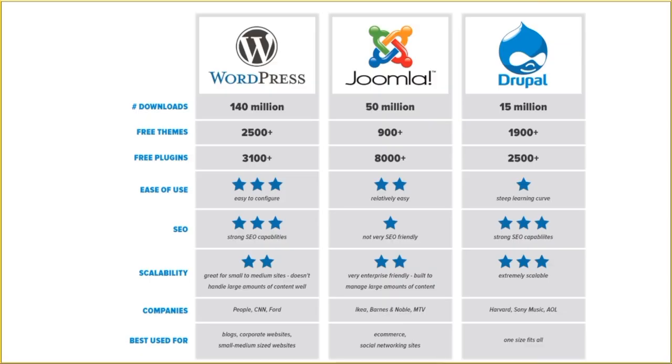Now, let's look at the tools that are inside these three giants. For downloads, WordPress has over 140 million, Joomla 50 million, 15 million for Drupal. Then the themes, both free and paid, WordPress has over 2,500 themes. So there are so many themes. We'll talk about the free plugins, 3,000 plus. Then easy to use, WordPress got a 3-star. SEO for WordPress, 3-star. Then scalability and all that.